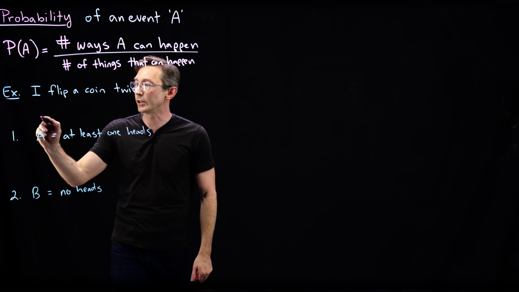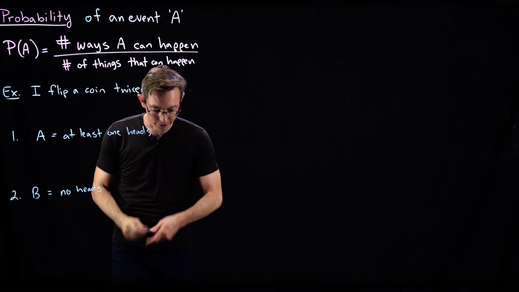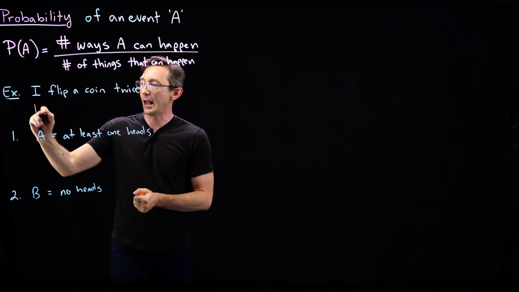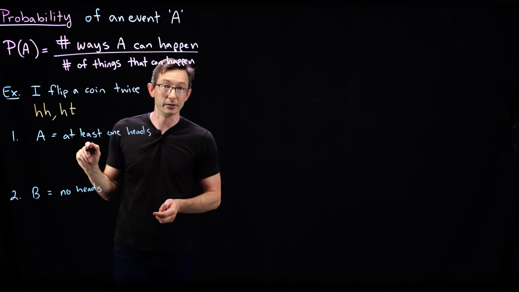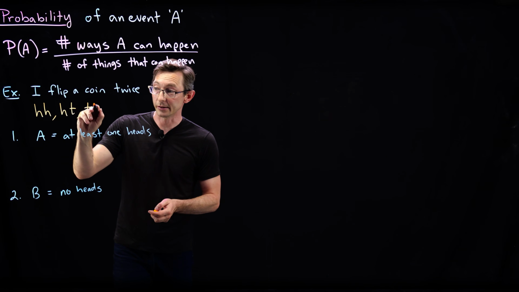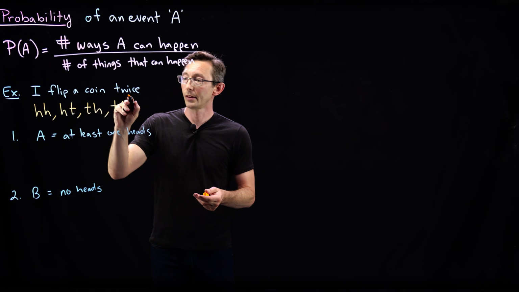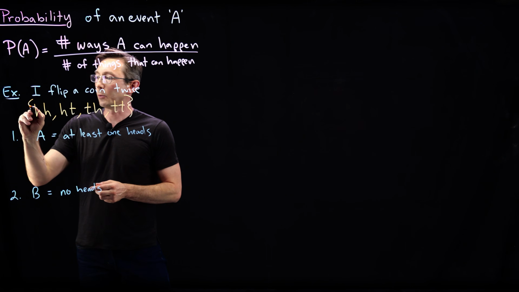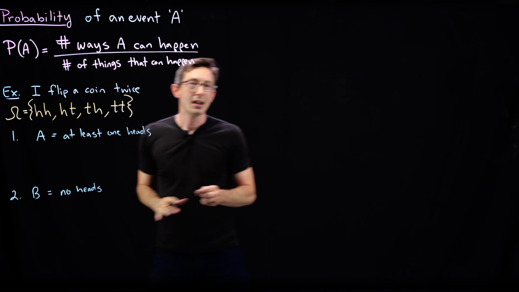So if I flip a coin twice, maybe I'll do this in orange, I could get heads and then heads. I could get heads and then tails. I could get tails and then heads. Or I could get tails and then tails. This is the set of all things that could happen. And we're going to just give this set a name. We're going to call it omega.